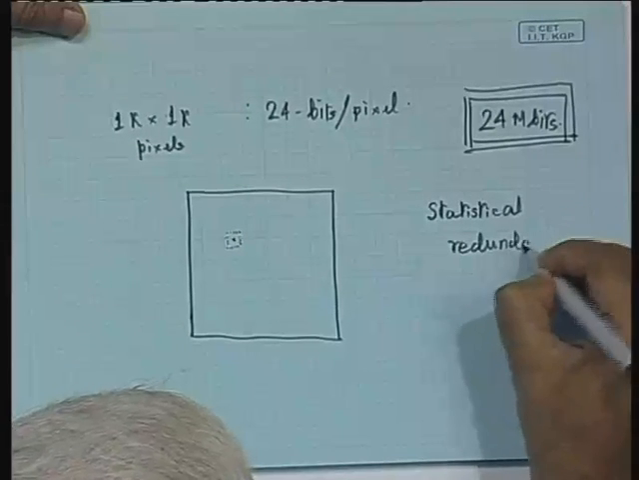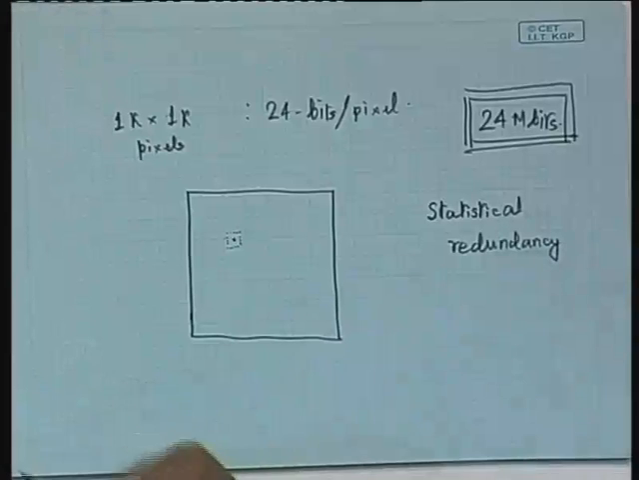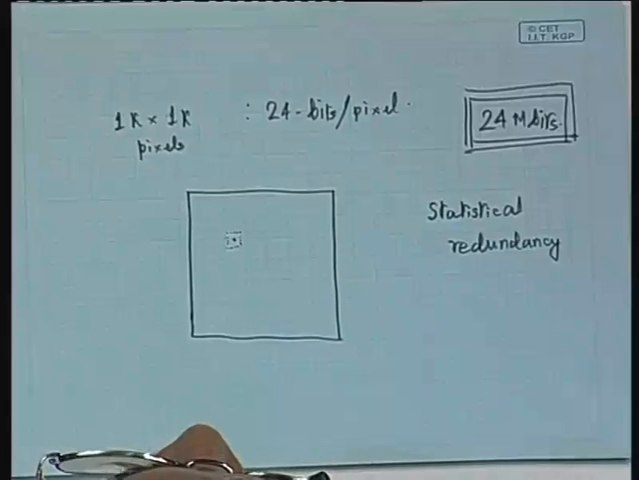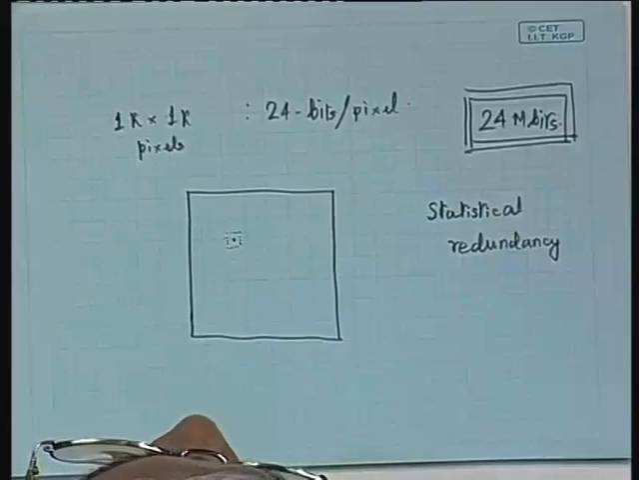So, statistical redundancy essentially tells us about the redundancy that exists in space, in between the samples or the image samples which are in the close neighborhood. So, this gives rise to what is called statistical redundancy.